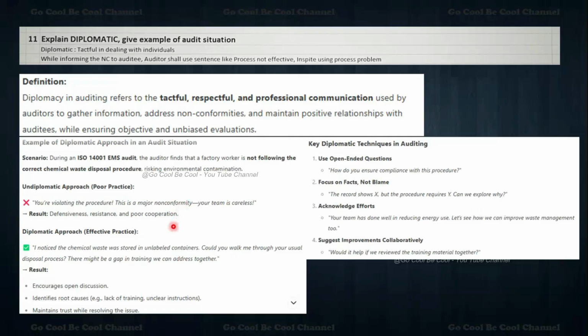So you have to be polite, and make sure that you approach all the scenarios diplomatically. Key diplomatic techniques in audit: use open-ended questions, for example, "How do you ensure compliance with this procedure?" Focus on facts, not blame. These are all the main things we can write here: use open-ended questions, focus on facts and not blame, acknowledge efforts, and suggest improvements collaboratively. These are the things we can write for diplomacy.